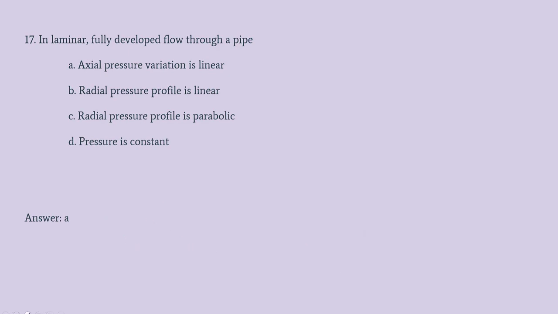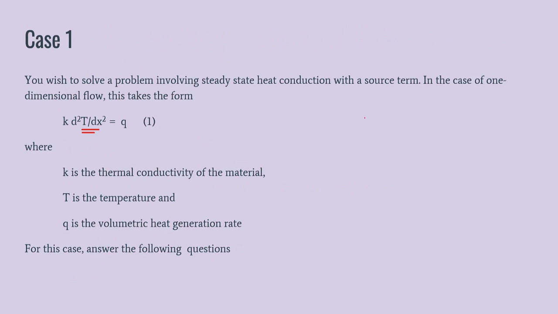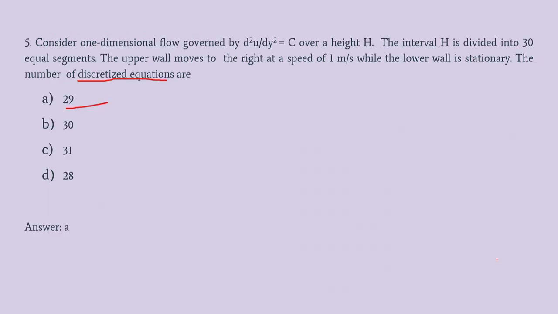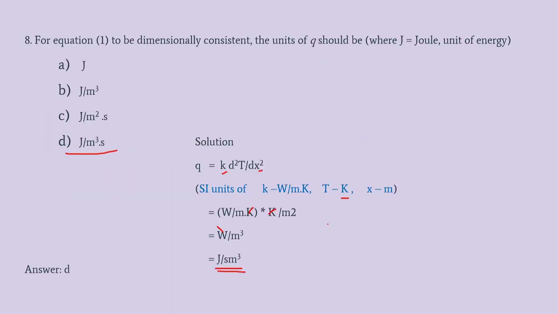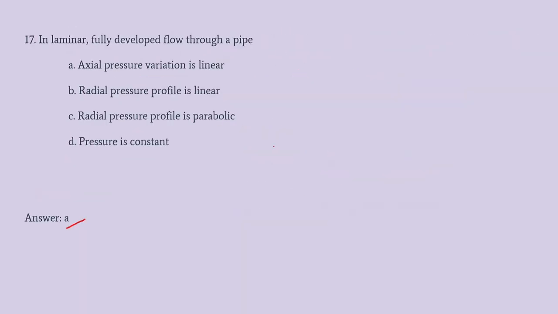Axial pressure variation is linear. That is the first option. Option A is the answer. We have discussed this. So this is a fully developed flow region. Here you can see the pressure varies in a linear fashion. So this one is the answer. Axial pressure variation is linear.